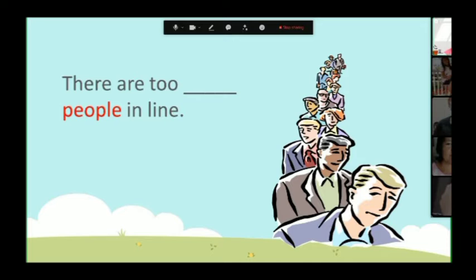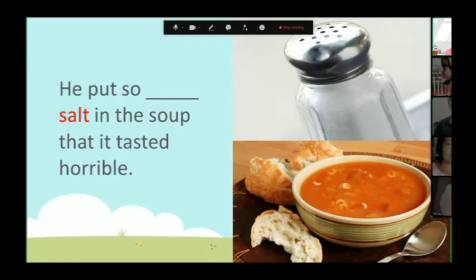There are many people in line. Very good. There are many people in line. So people is countable. Okay, next.